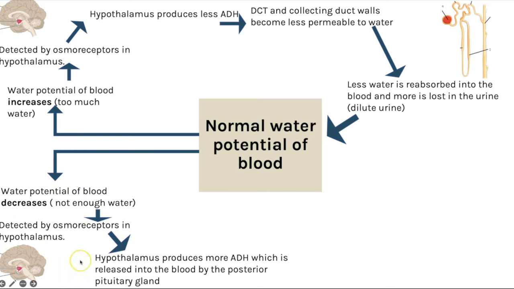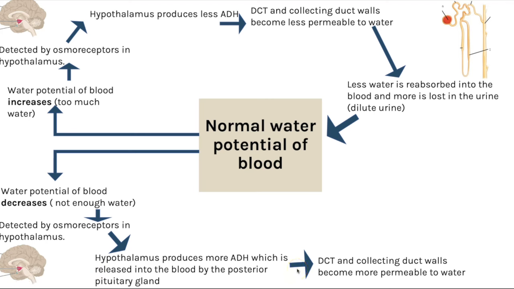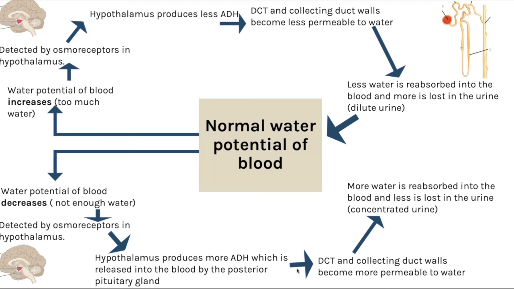And this time the hypothalamus will produce more ADH in response, which is then released into the blood by the posterior pituitary gland. That will then transport in the blood, bind to the receptors on the cells lining the distal convoluted tubule and the collecting duct, and that makes the walls more permeable to water. Therefore, more water is reabsorbed back into the blood, and as a result, there are lower or smaller volumes of urine, and it's more concentrated urine, and this results in the water potential of the blood returning into that normal limit. So that's it, topic 6 in a nutshell.